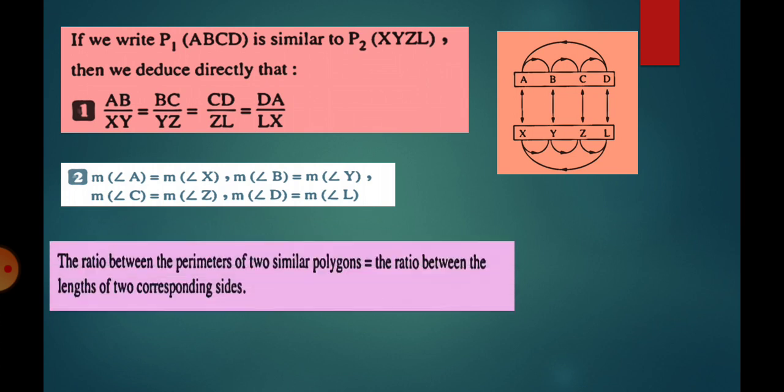The ratio between the perimeters of two similar polygons equals the ratio between the lengths of two corresponding sides. For example, if we have two similar polygons and the ratio between corresponding sides is 1 over 2, then the ratio between the perimeters of the two similar polygons equals 1 over 2. So the ratio between the perimeters equals the ratio between the lengths of two corresponding sides.